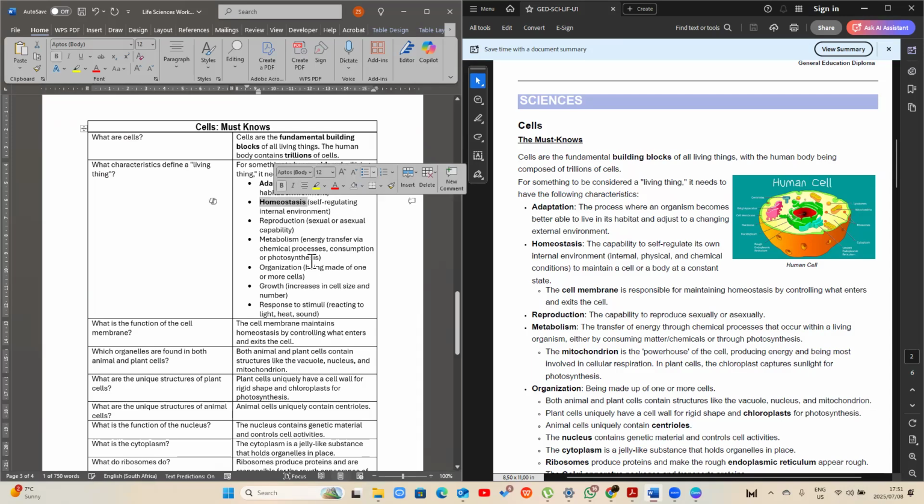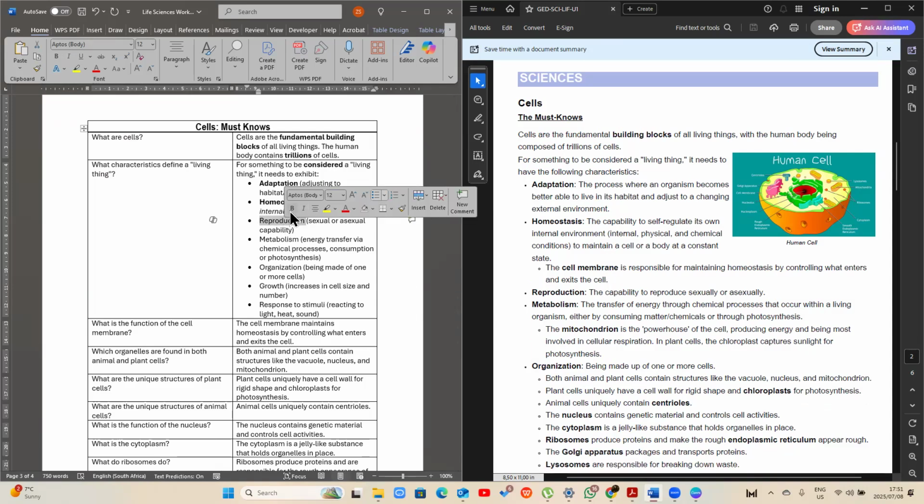Then something that is alive needs to be able to go through self-regulation, also known as homeostasis. Homeostasis is when we are able to regulate our temperature, our hormones, anything that is within our body, so that we are able to keep it at a standard pace. The internal environment refers to the environment within our living bodies. And if we are able to regulate hormones and temperature, that forms part of homeostasis.